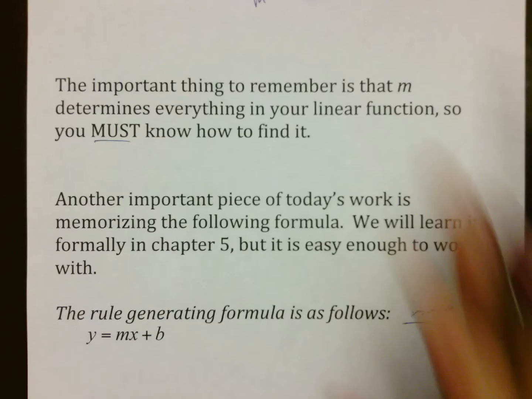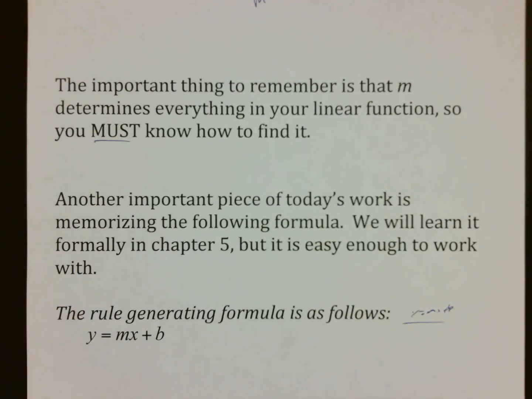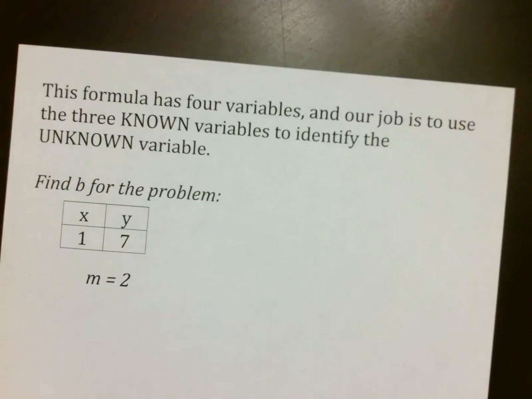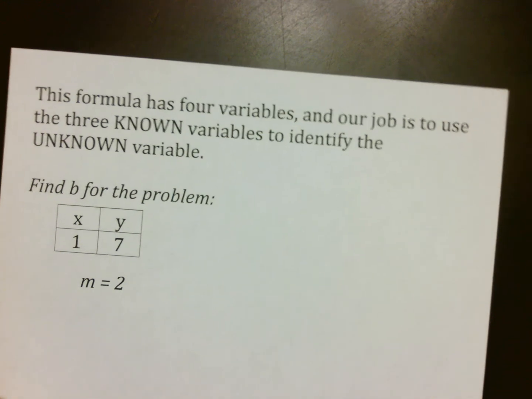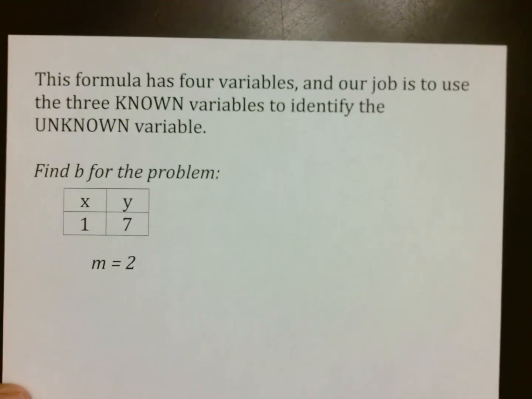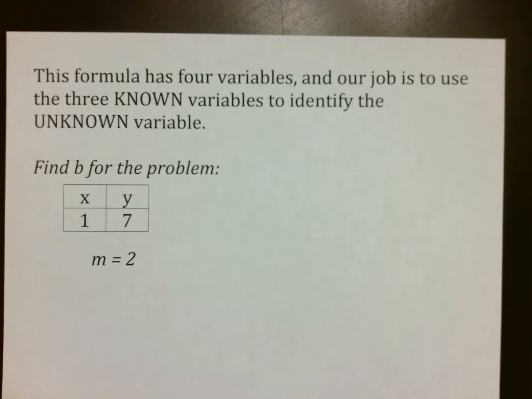But again, y equals mx plus b. Again, we'll talk about what b represents more in chapter 5. But the general idea you need to understand is we have to be able to find b using that formula. So this formula has 4 variables. Our job again is to use the known values to identify the unknown value.